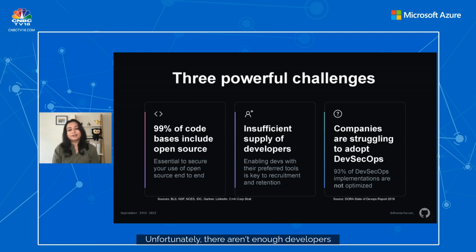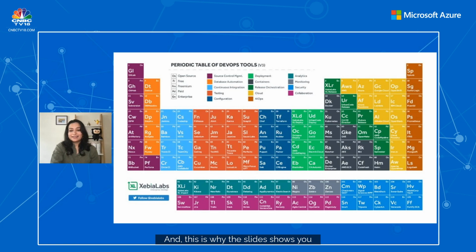Unfortunately, there aren't enough developers to meet the demand that exists for their talents across industries. So the third trend we are seeing is the move to cloud infrastructure, which allows code to be recycled more rapidly, leading to faster iteration and greater innovation through DevSecOps. Unfortunately, the vast majority of organizations are not seeing the full potential of the investment in DevSecOps, and so they're still missing their targets. And this is why the slide shows you the complexity of the tool stack.